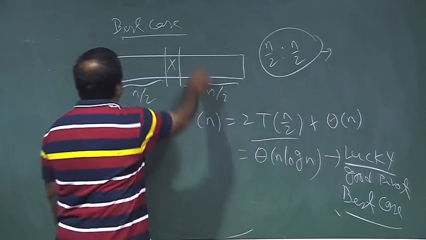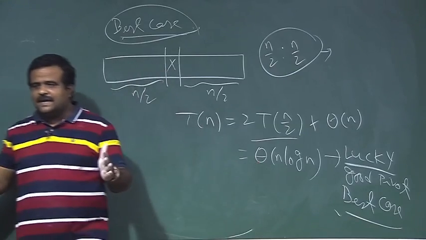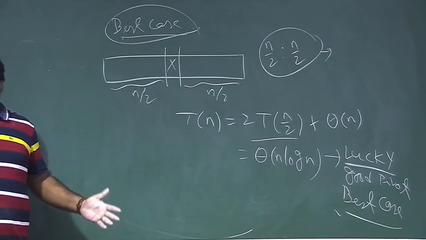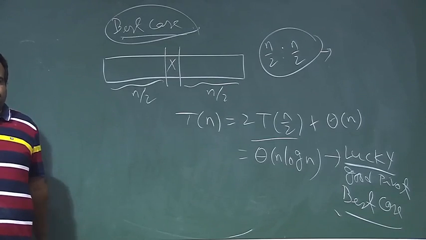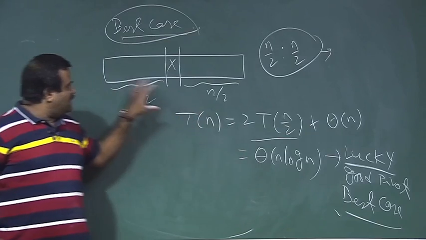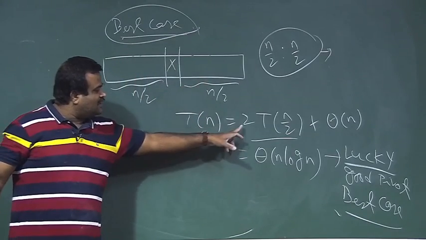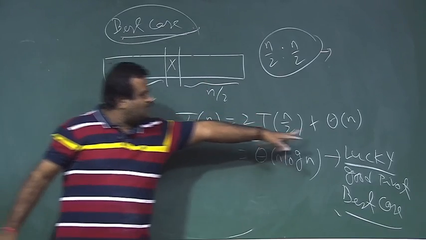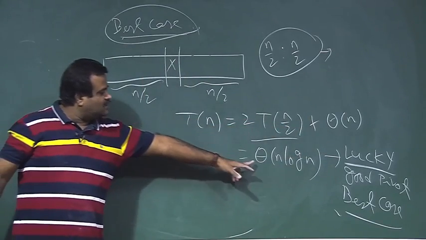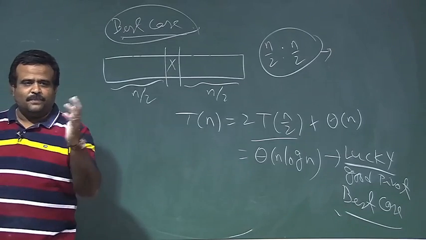So this is the best case scenario, when the pivot is partitioning the array into two equal parts, half and half, n by 2 and n by 2. Then our recurrence is, because we have to call quicksort again on this and quicksort on this, T of n by 2, T of n by 2. So that is why 2 T of n by 2 plus the cost for partition. This will give us the solution order of n log n. So that is the lucky case, that is the best case.